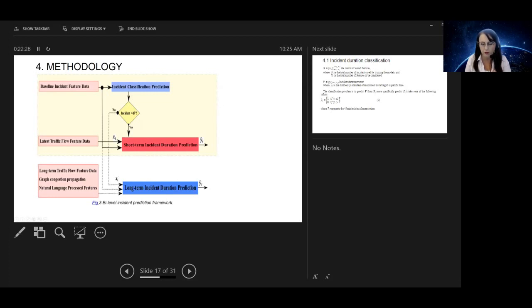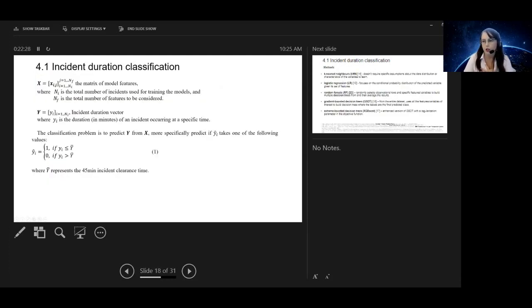So let's focus here on the incident duration classification part first. All the features that you have seen, we put them into a matrix, right? And we build this X matrix. Then all the durations, we put them into this vector, Y, which is the duration of incidents. What is the classification problem? We just want to predict this vector of incident duration using this matrix of features, right? It will take a value of 1 if our incident is less than 45 minutes and 0 if it's more than 45 minutes.